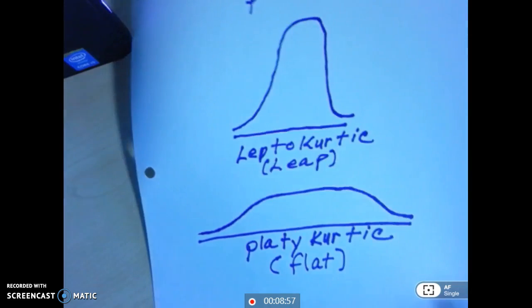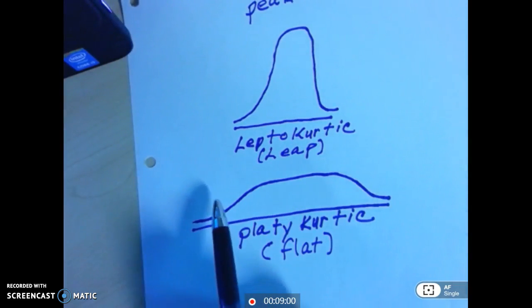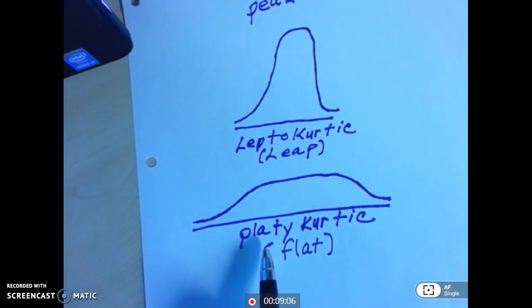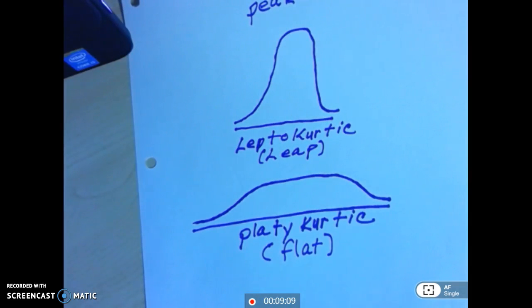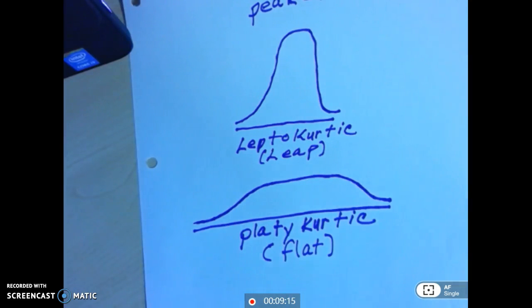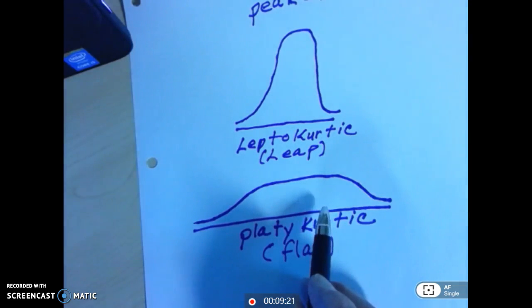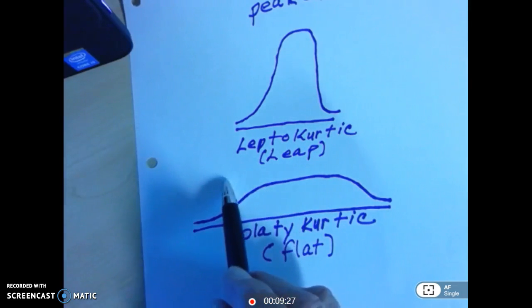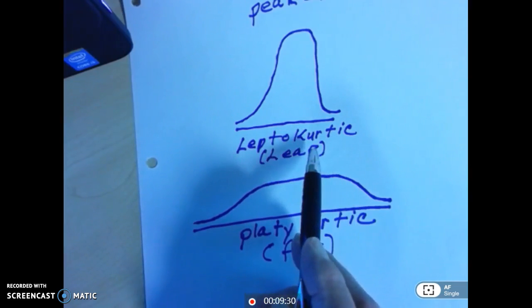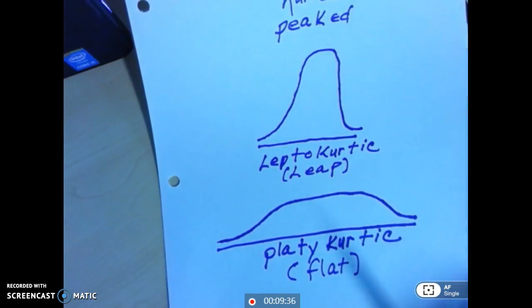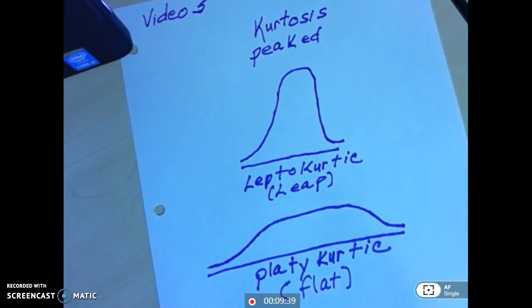Then we have a platykurtic curve, which is relatively flat on top. Platykurtic, I associate with the word flat. So our standard deviations will be spread out more on this platykurtic curve, and we will not have the high mean. So we have mesokurtic, which is your normal curve in the middle, leptokurtic, which means to leap, and platykurtic. These are the curves that you should remember.